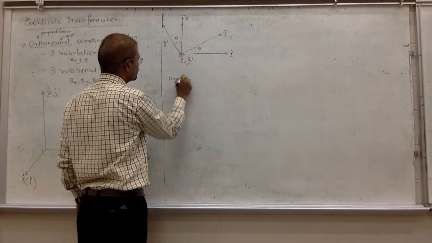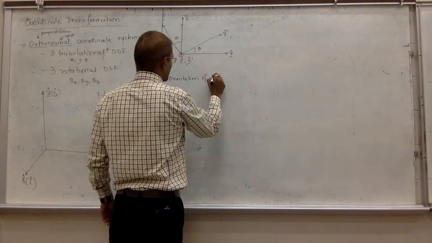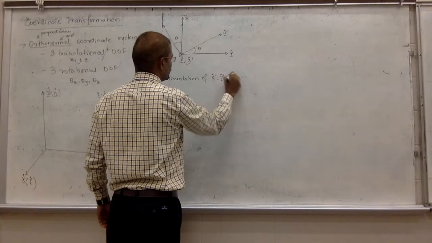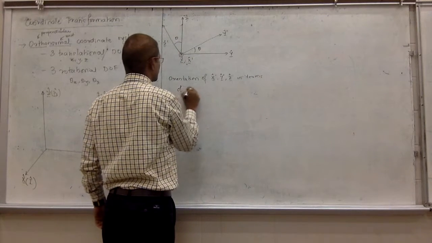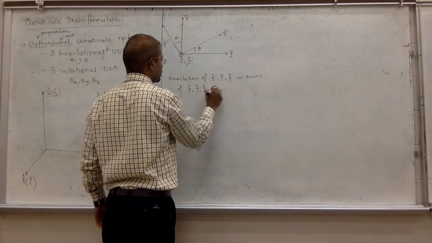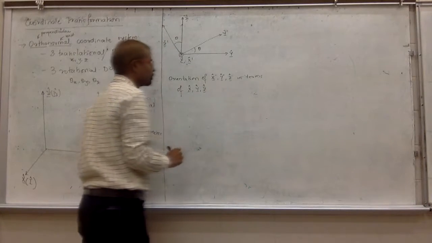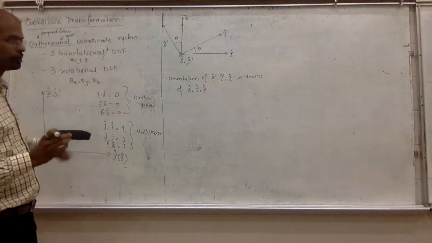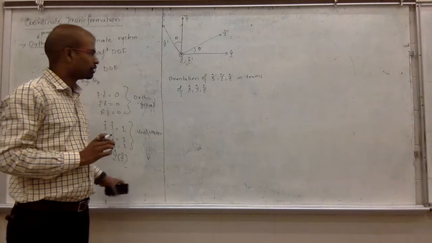Orientation of X, Y prime, Z prime in terms of X, Y, Z is, so what we do is we express the orientation in terms of this original orientation. You see it?